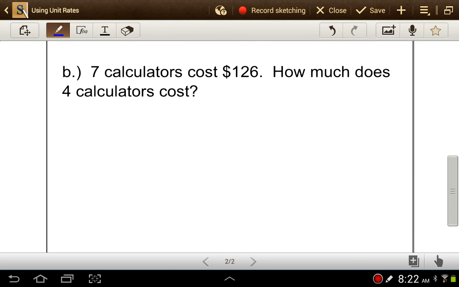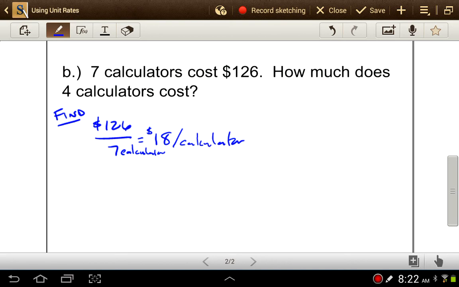Alright, in example B, 7 calculators cost $126. How much does 4 calculators cost? First, I want to find my unit rate. So I'm going to take my price. If money's involved, it always goes in the numerator. $126 divided by 7. 126 divided by 7 equals 18. So that's $18. Oops, this was calculators. That's $18 per calculator.